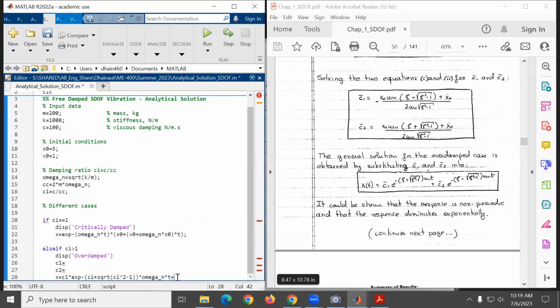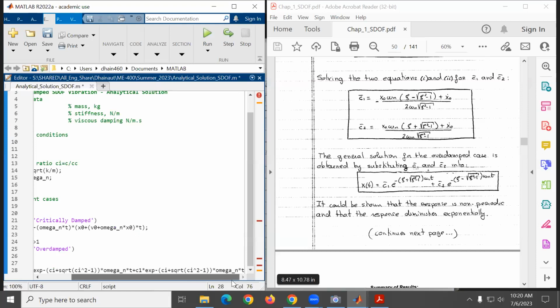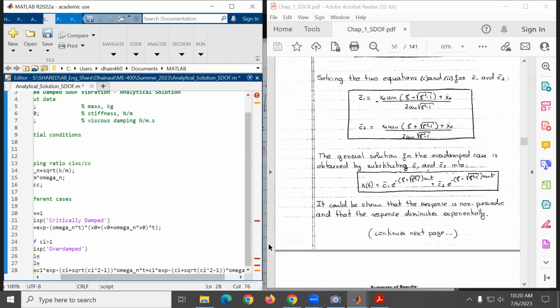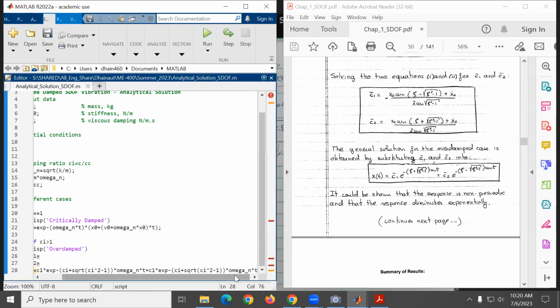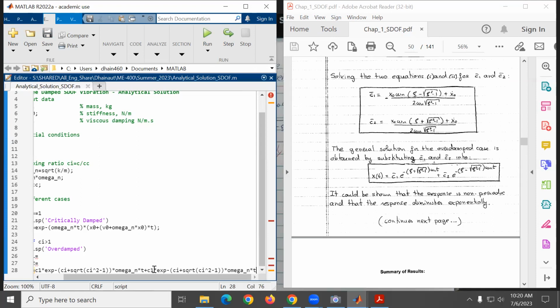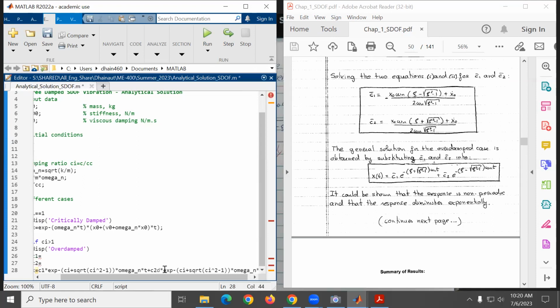Plus, I can just copy paste over here. It will be the same thing. I have to make this one a little bit bigger, this one a little bit smaller, this one a little bit bigger. So this one should now be C2. The only thing changing is the sign over here, so C minus the square root. Okay, now I need to write C1 and C2.